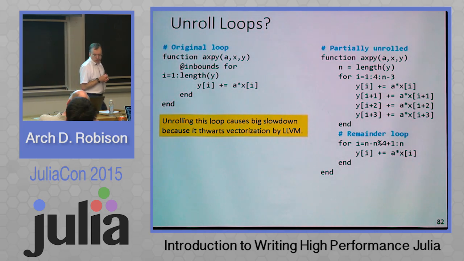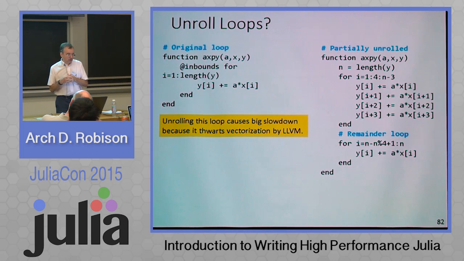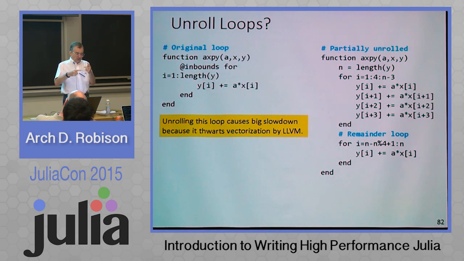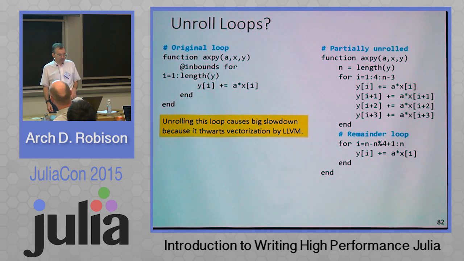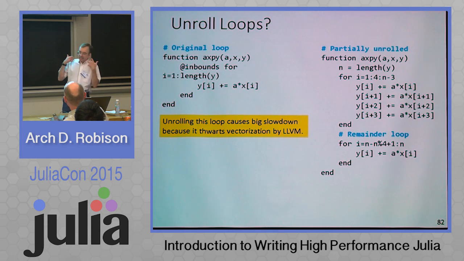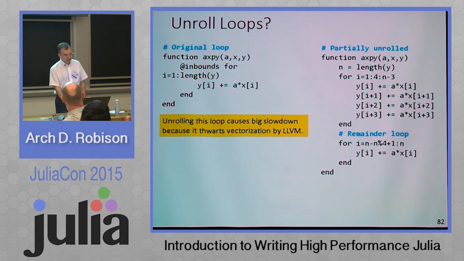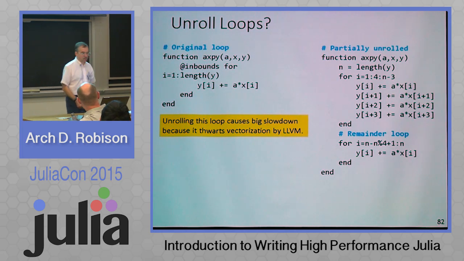Okay, unrolling loops. Beginners love this one. But my general advice is stay away from it, except in very specialized circumstances, and actually check that it runs faster. Unrolling a loop means, in the example on the left, each iteration does one piece of work, and on the right, each iteration does four iterations at once, essentially. The trouble is, in this example it's a huge slowdown in LLVM because it confuses the vectorizer. The vectorizer wants to see nice, simple, uniform access to arrays. With the form on the right, it sees a chunk, then jump by four positions, chunk, jump by four positions. It doesn't want to see that.